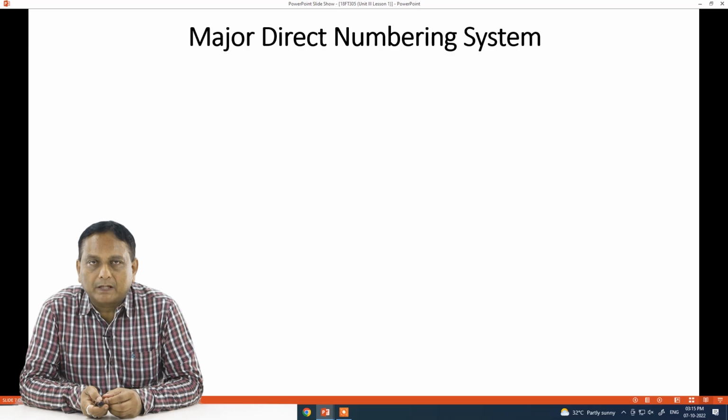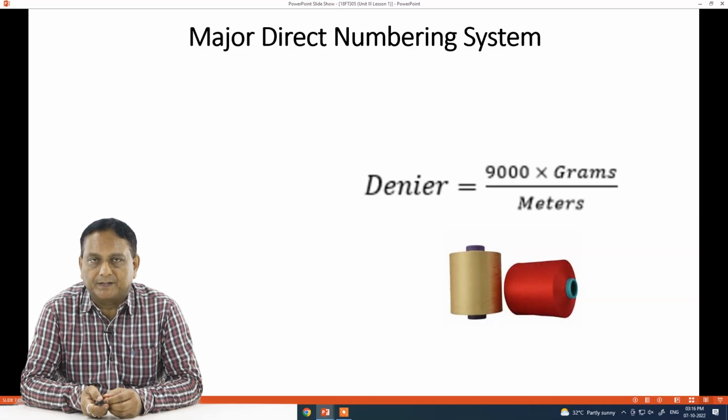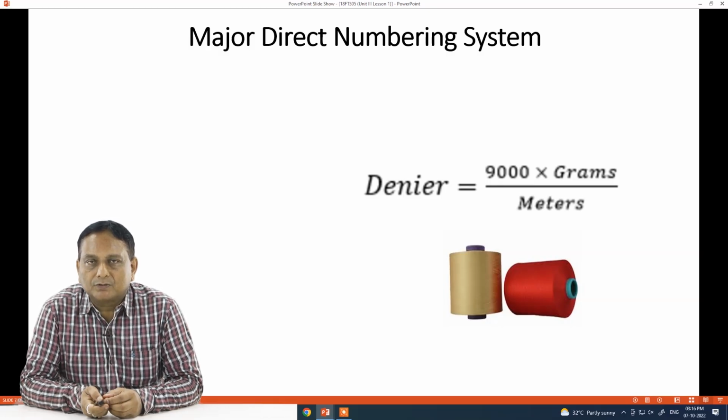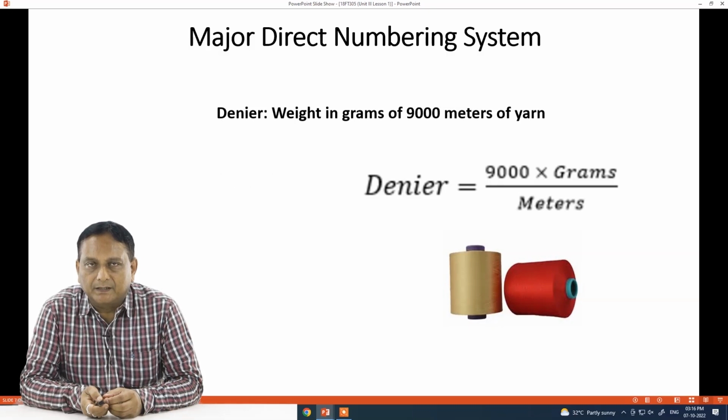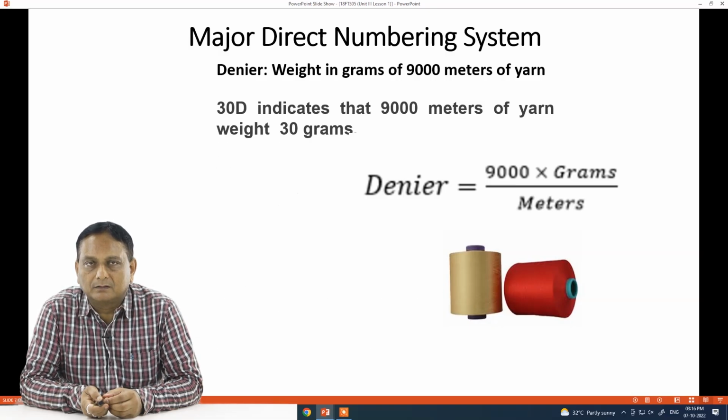Now, the major direct numbering system. If we take filament yarn as an example, we can see how the denier of this yarn is expressed. Denier is nothing but 9000 into grams divided by meters. So that is the denier. Denier is the weight in grams of 9000 meters of yarn.